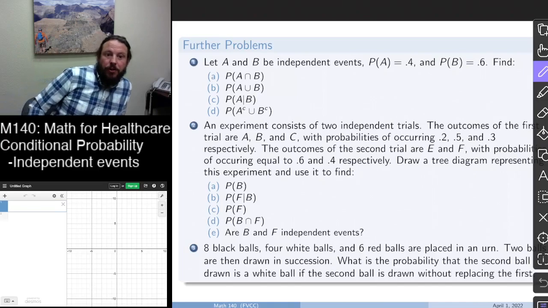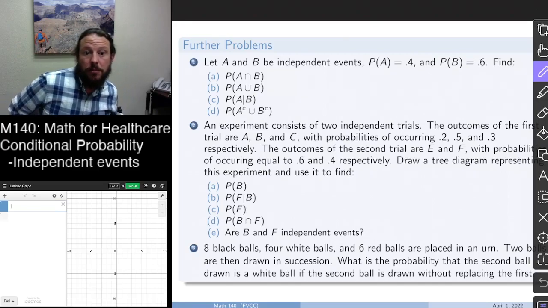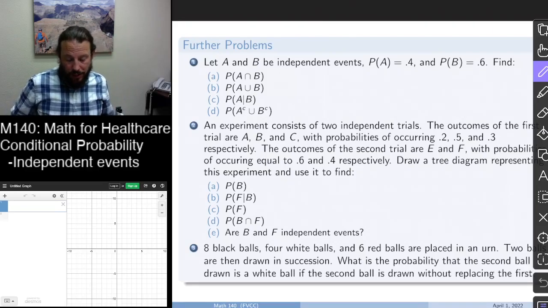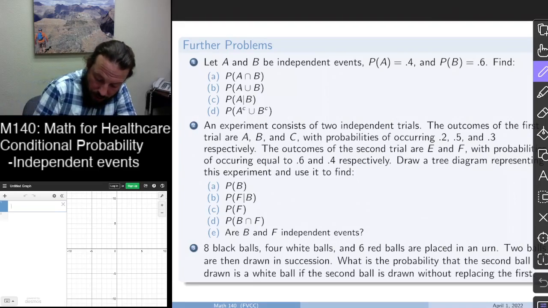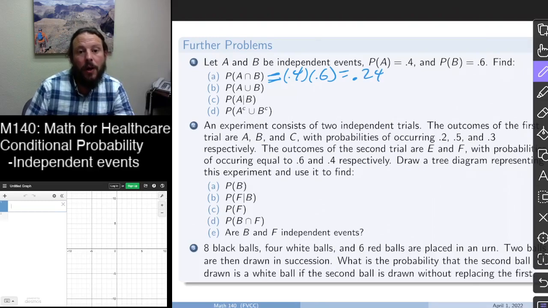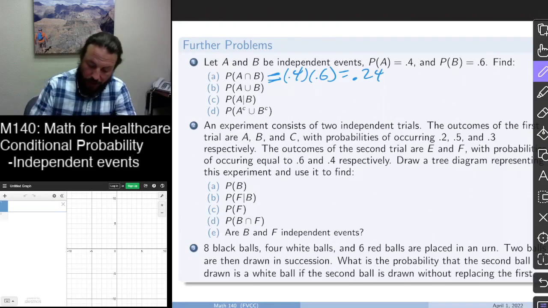All right. Let's look at a couple further problems. Let A and B be independent events. Probability of A equals 0.4. The probability of B is 0.6. Find the intersection. Because they're independent, we can find the intersection by multiplying 0.4 times 0.6, and that's going to give me 0.24. And then from there, we could find the union with our union rule. I'll let you do that on your own.